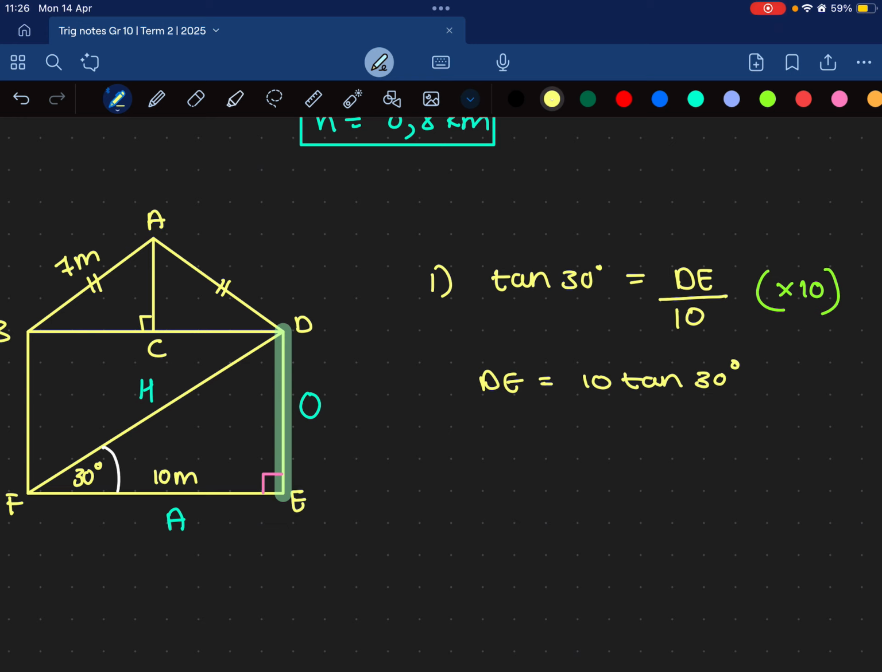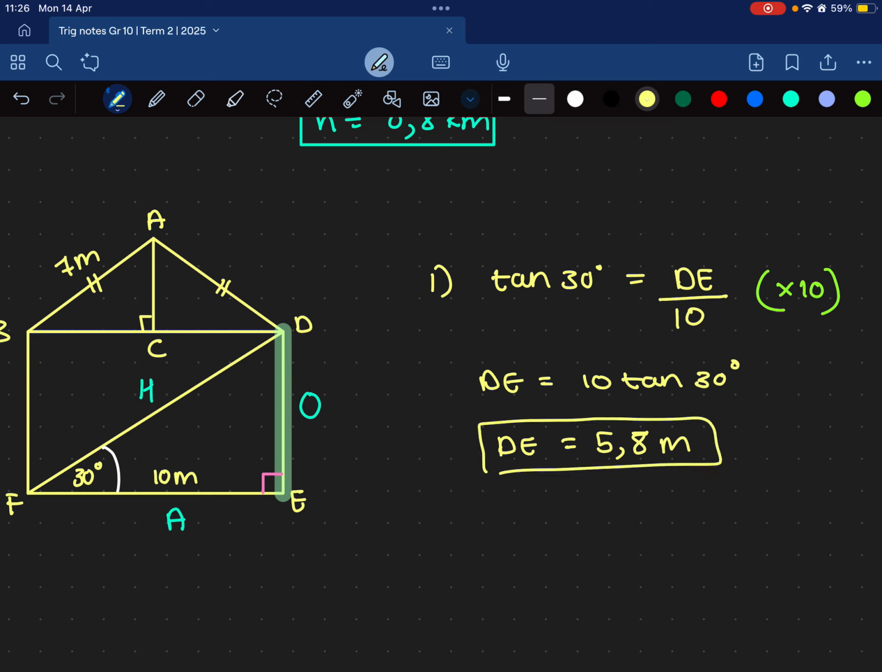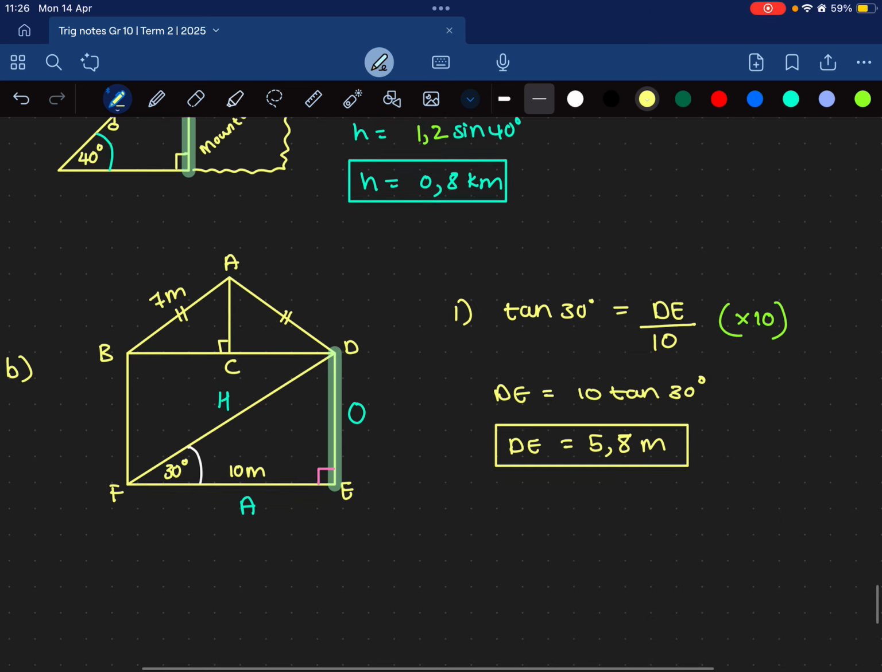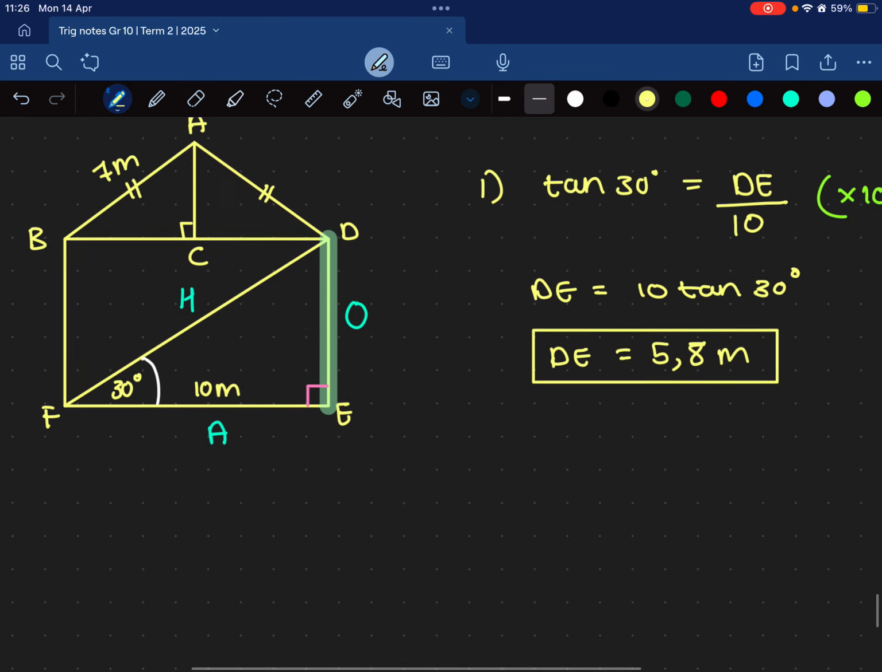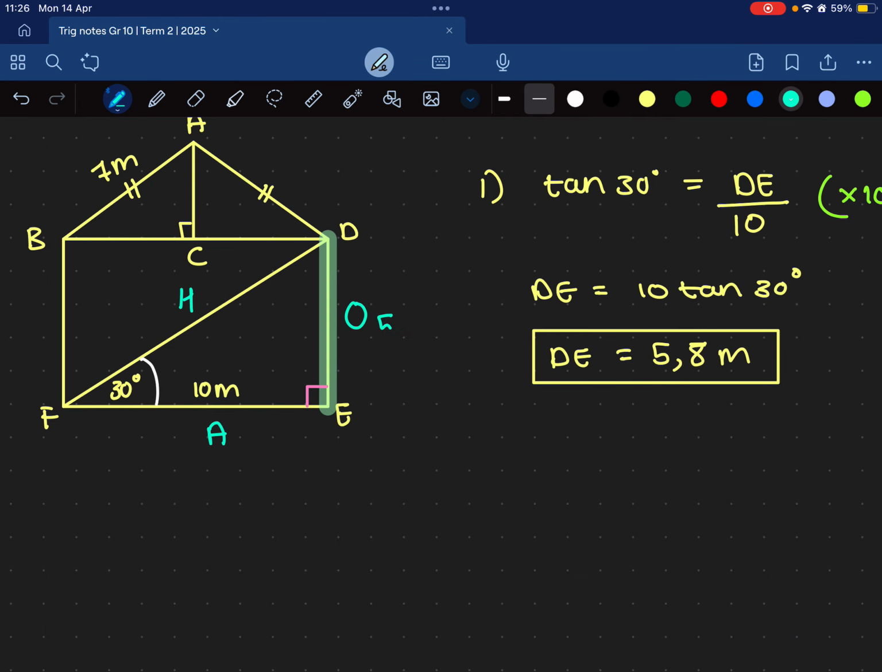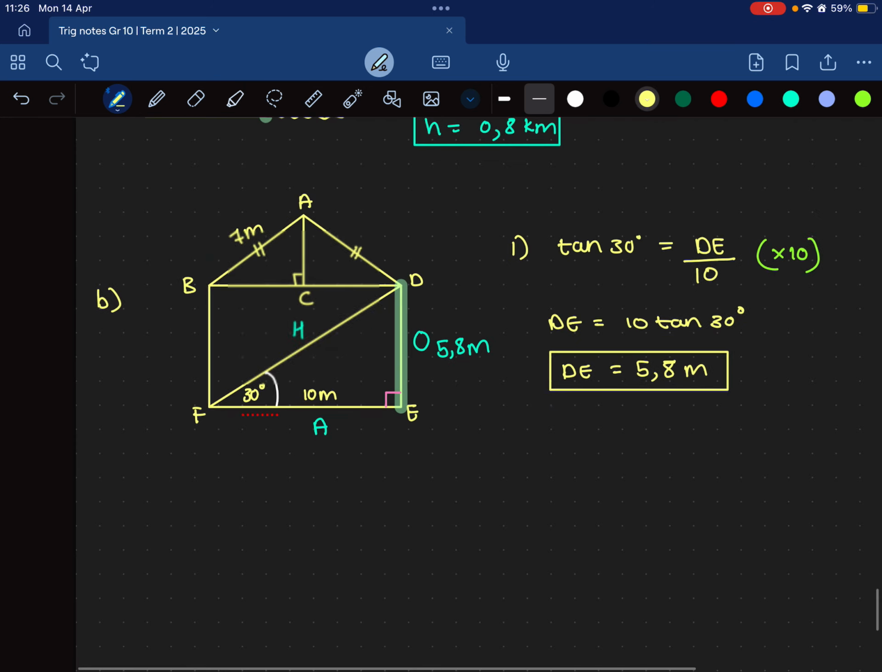Okay, then if you put that entire thing in your calculator, you will get DE to be equal to 5.8 meters. Remember to leave your answer in decimal form and to also round it off to, in this case, 1 decimal place, because that's what it asked you. So I'll put that into the diagram just in case. We might need it. So let's just put it in and then we continue.